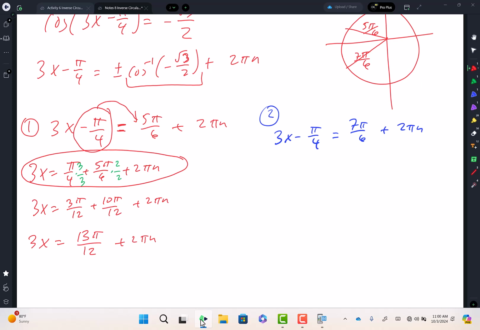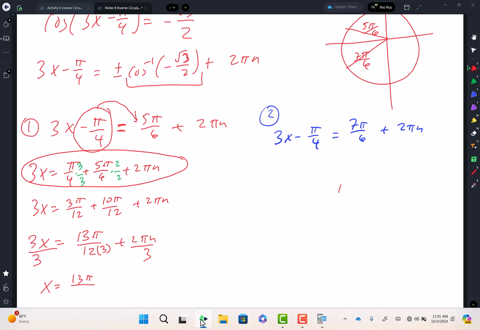Last move. What do I got to do? Divide by 3. All right, guys. Divide by 3. When you have a fraction, put the 3 next to the 12. See? You already divide by 3. Here's my answer. 13 pi over, it's like keep, change, flip. Just put your 3 next to the 12.